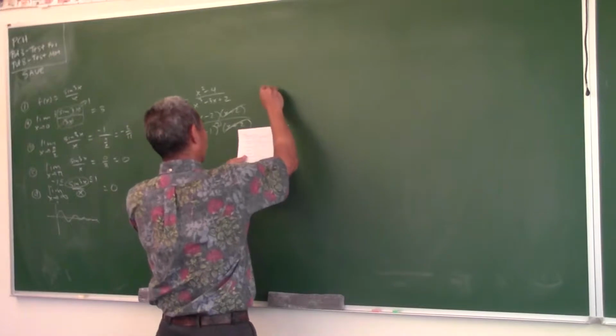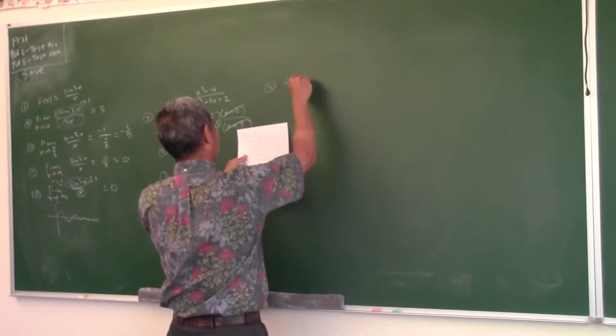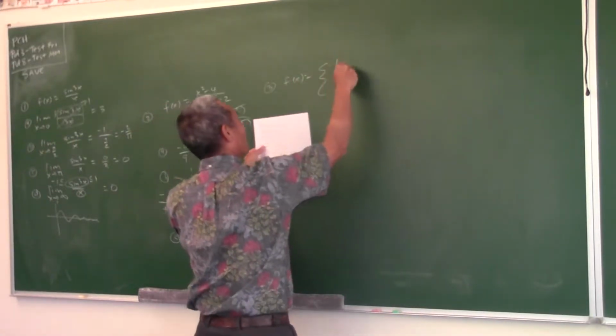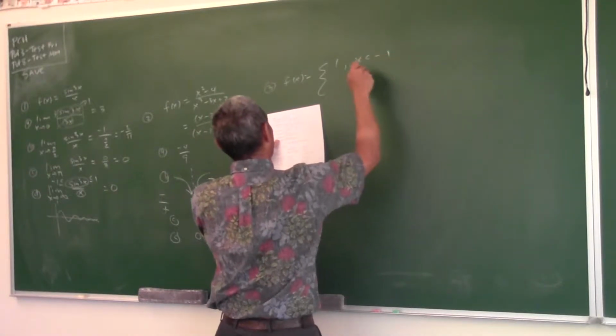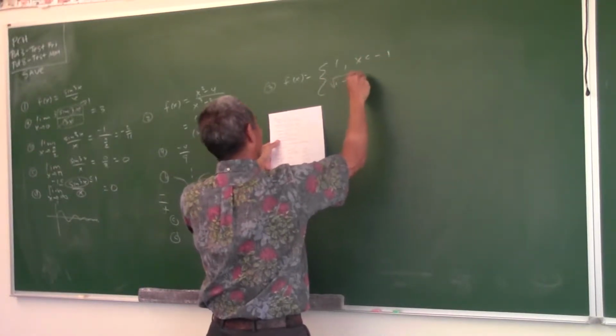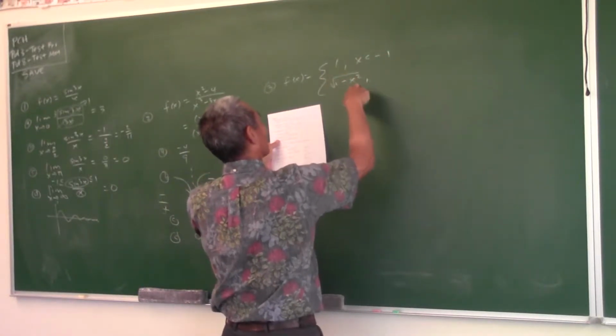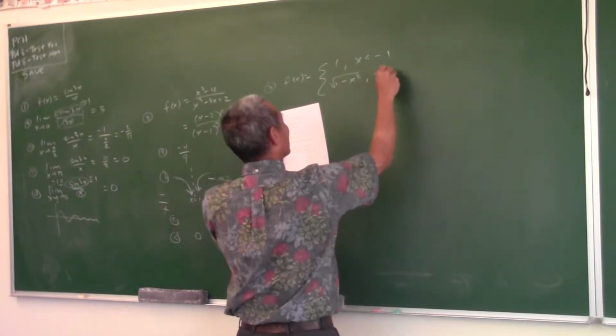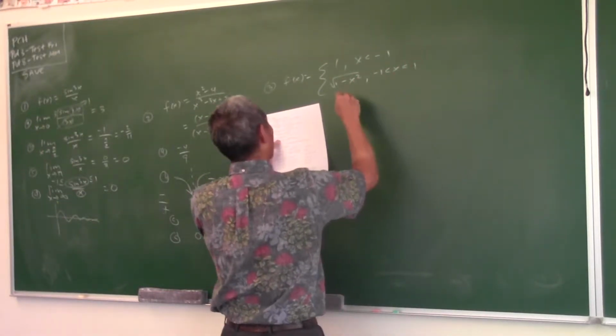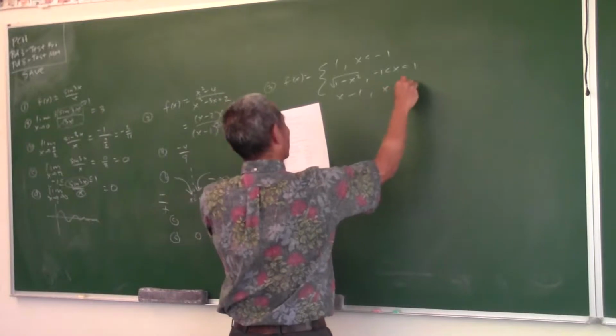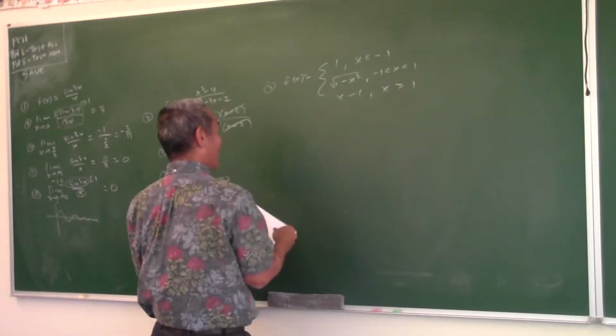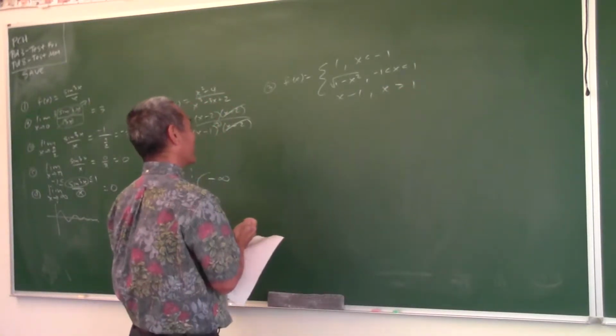Number 3, piecewise function. This looks like the one on the quiz, except different. Okay, so you got a horizontal line, then you got a semicircle, and then you got a line. Now, if you want to graph this, you can. Let's just graph it for funsies.